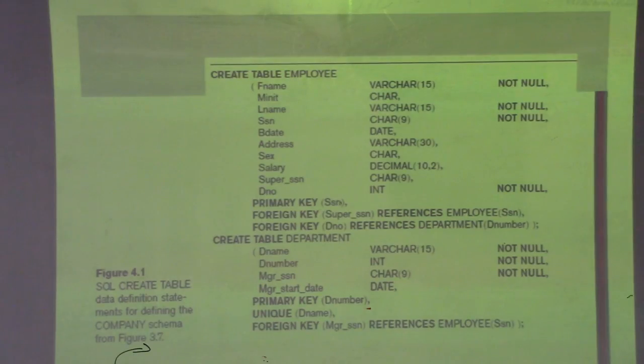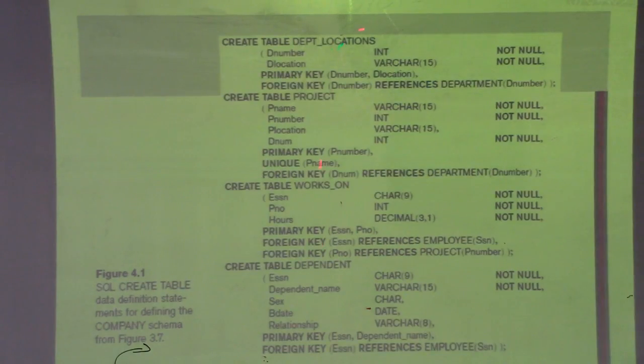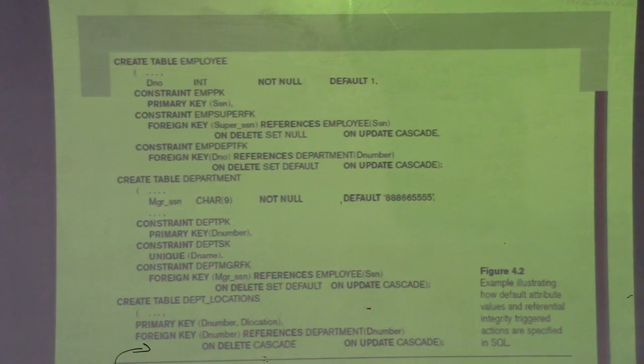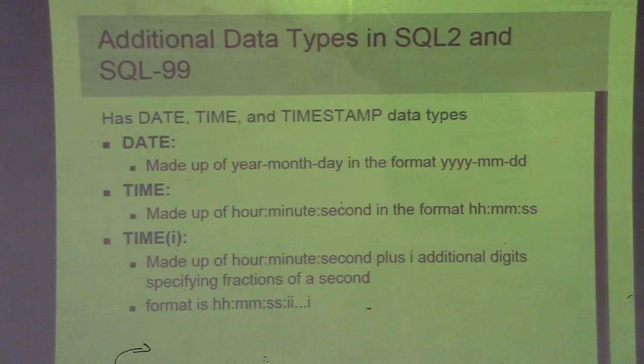Okay, so this is a full syntax of creating the company database. This is an employee, this is a department, and this is the department location, and so on. You can see some of them are concatenated primary keys. Any question?